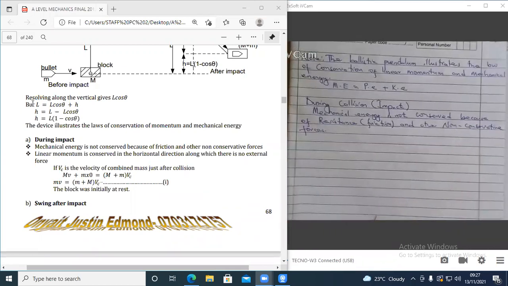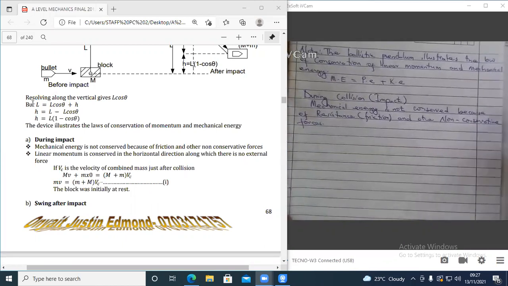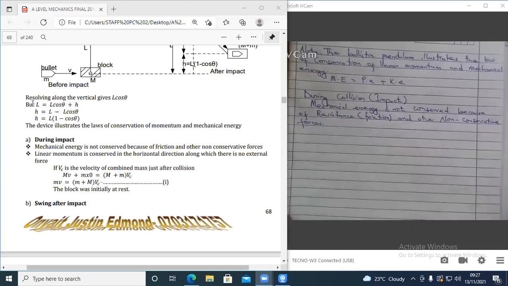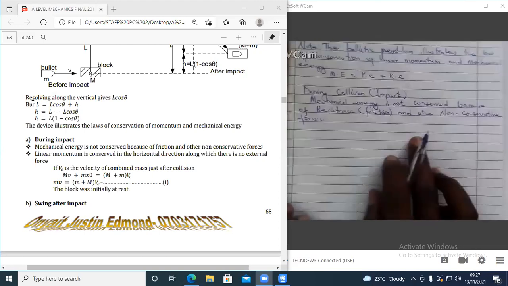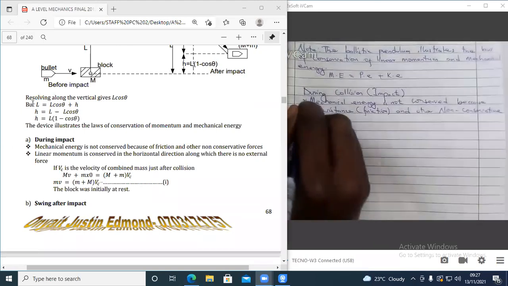What are non-conservative forces? These are forces which keep on changing; they are not always constant, like air resistance and frictional force. But conservative forces are always constant, like gravitational force and electrostatic force. We shall see conservative forces in detail. That's the first thing you should note.